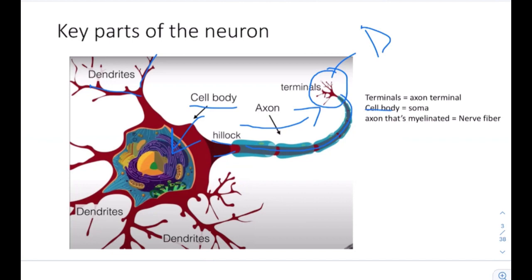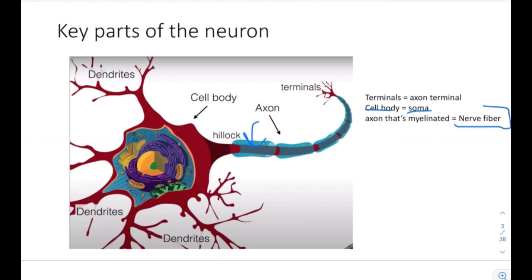Okay, so like I mentioned, we have the cell body, which is also called the soma. And then when an axon is myelinated, so you see these sheaths that surround the axon, that wrap around the axon, this is called the myelin sheath. When it wraps around the axon, we call this a myelinated axon, which is also known as a nerve fiber. And we'll talk about the function of the myelin sheath in the upcoming slides.